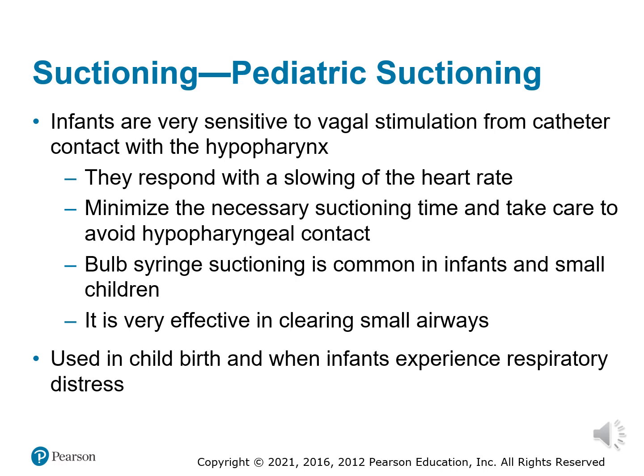Pediatric suctioning. Infants are very sensitive to vagal stimulation from catheter contact with the hypopharynx. They will respond with a slowing of the heart rate. Minimize the necessary suctioning time and take care to avoid hypopharyngeal contact. Bulb syringe suctioning is common in infants and small children. It is very effective in clearing smaller airways. It is used in childbirth and when infants experience respiratory distress.